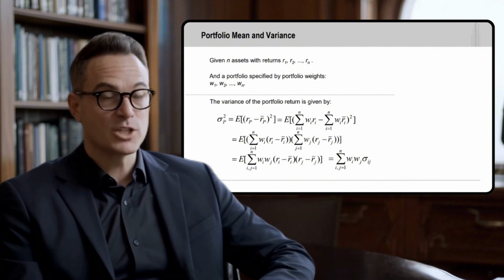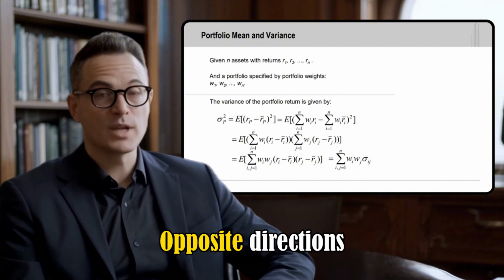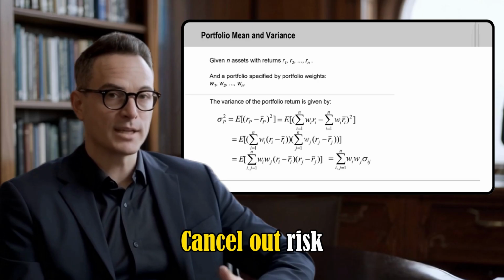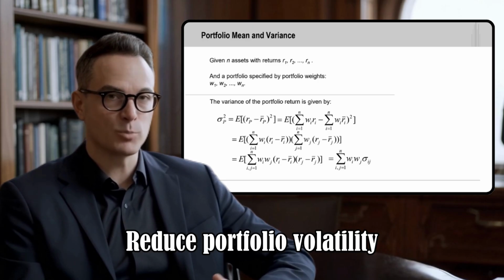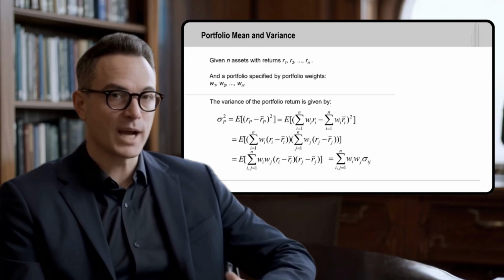This is where diversification plays its magic. If some assets move in opposite directions, they cancel out risk. This is why combining assets can reduce portfolio volatility, even if the individual assets are volatile.